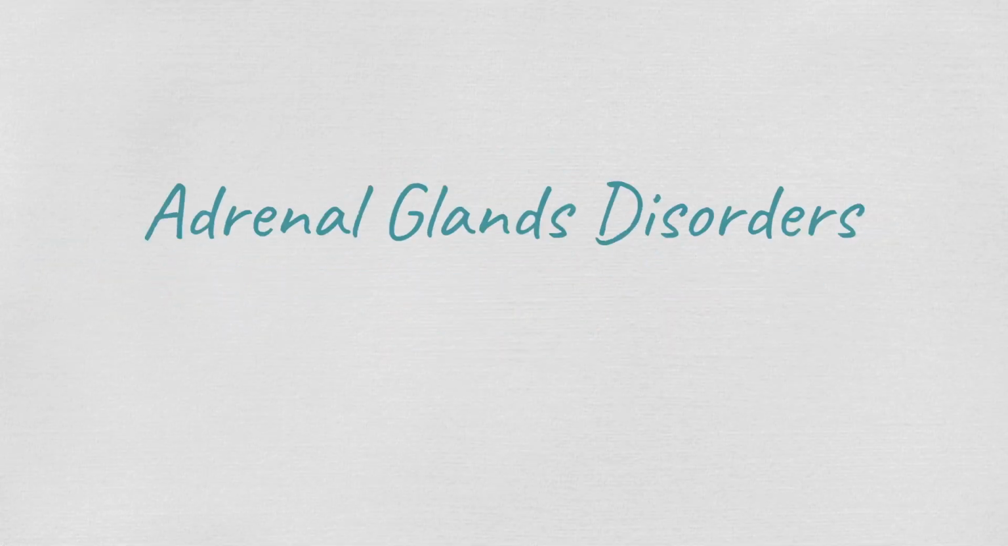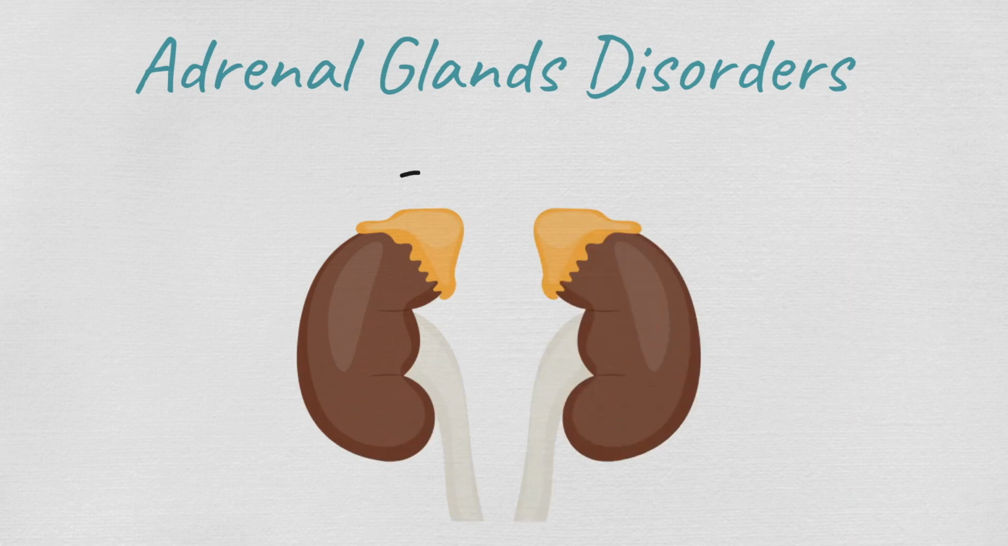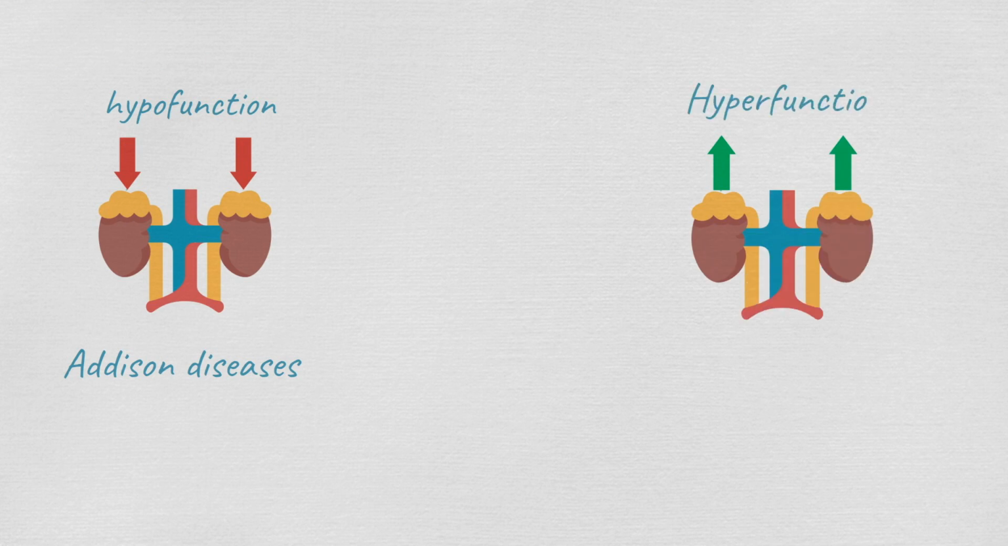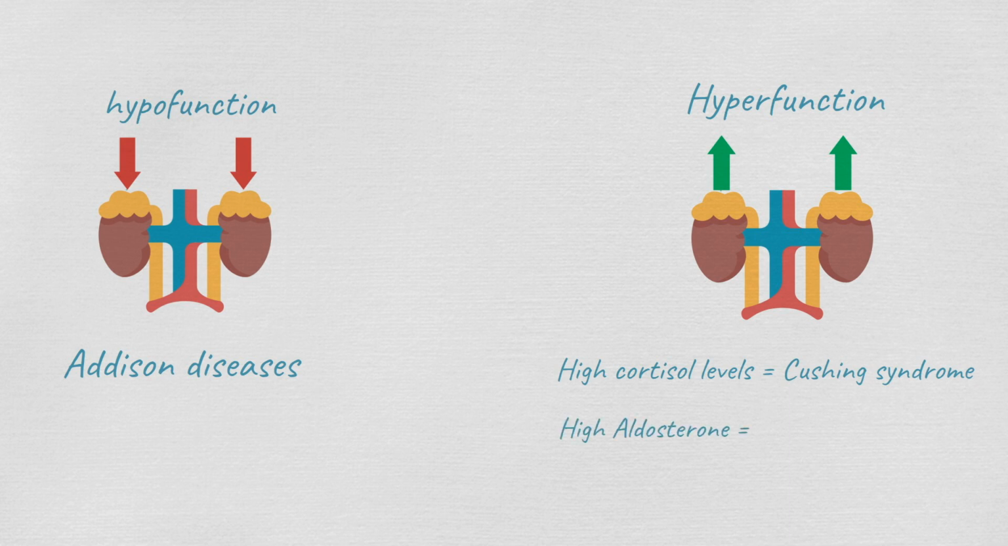Adrenal disorders can be confusing sometimes, but in this video we will differentiate between them and know the treatment agents in 7 minutes or less. Adrenal gland hypofunction will result in primary adrenal insufficiency or Addison disease, while the hyperfunction of the adrenal gland that is associated with high cortisol levels will result in Cushing syndrome, and the excessive aldosterone levels will result in hyperaldosteronism.